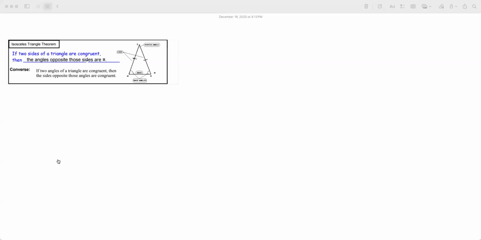Now, how about this? An equilateral triangle is also called equiangular. Why? The angles are also congruent. Yep, angles are all congruent. They are all equal, right? 60 degrees. How about this?